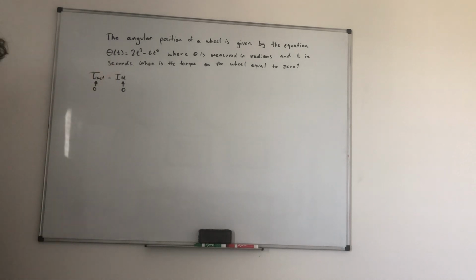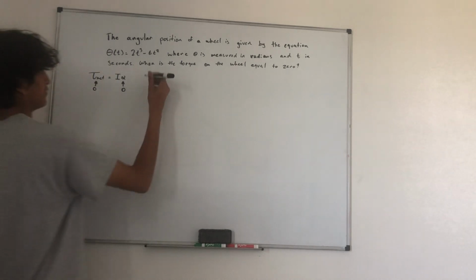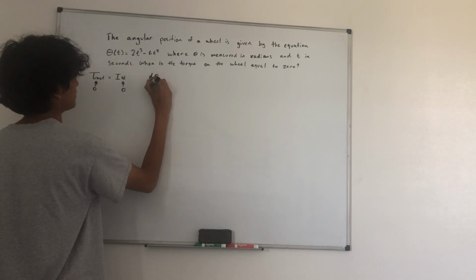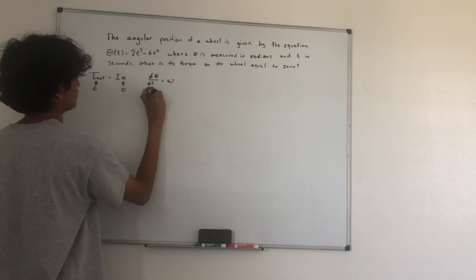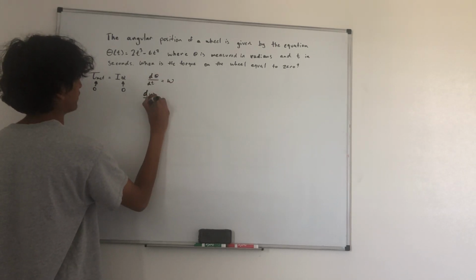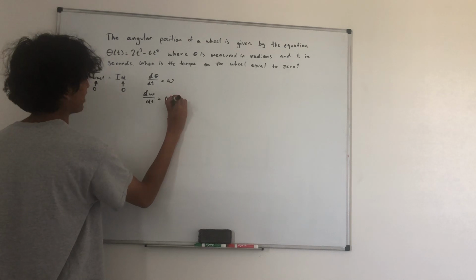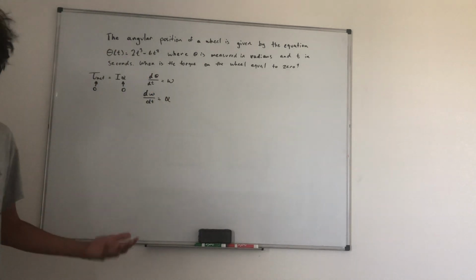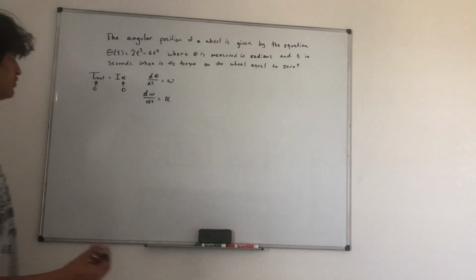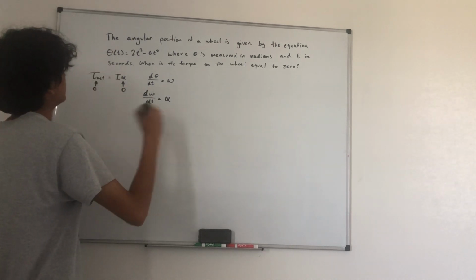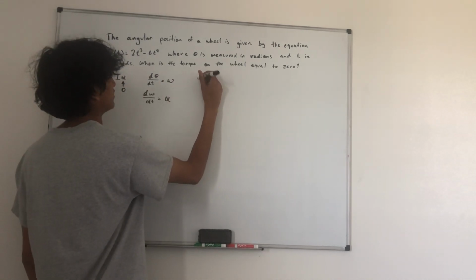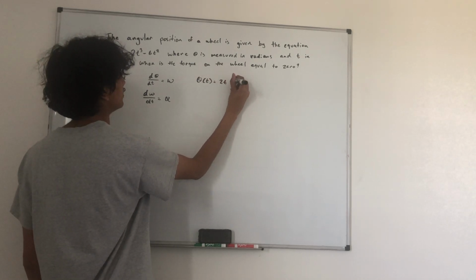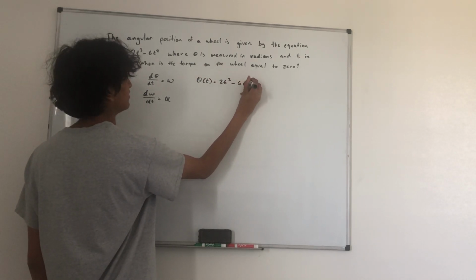Well, we know theta, and we know that the derivative of theta with respect to time is equal to omega, and the derivative of omega with respect to time is equal to alpha. So I can just differentiate this, find the second derivative, and then solve for when that's equal to 0. Let's walk through that. Theta of t is equal to 2t cubed minus 6t squared.